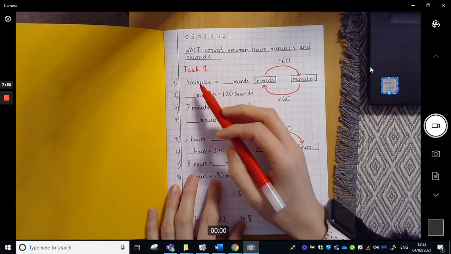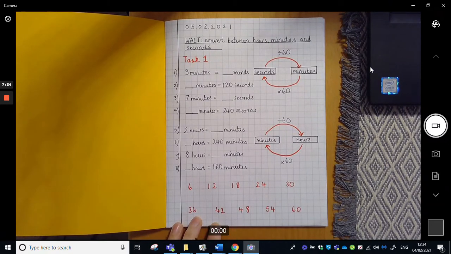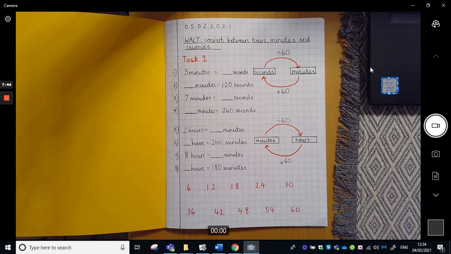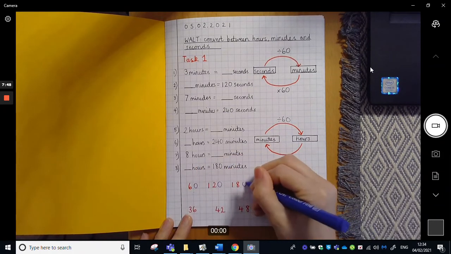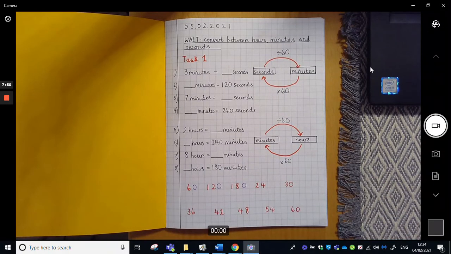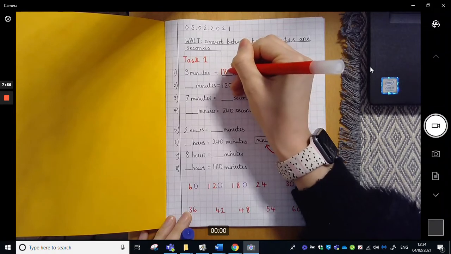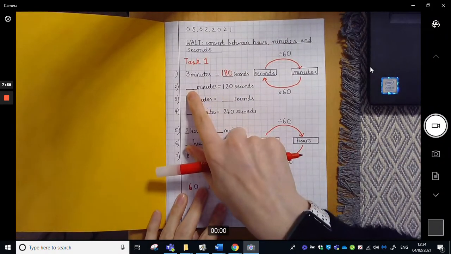So I'm doing 3 times 60. Now I've written down my 6 times tables at the bottom to help me. So I know it's 6, 12, 18. 3 times 6 is 18. But remember, it's 10 times bigger because it's by 60. So I know if I add a 0 on here, that is going to help me with my answers. So my answer, 3 minutes, is going to be 180 seconds.